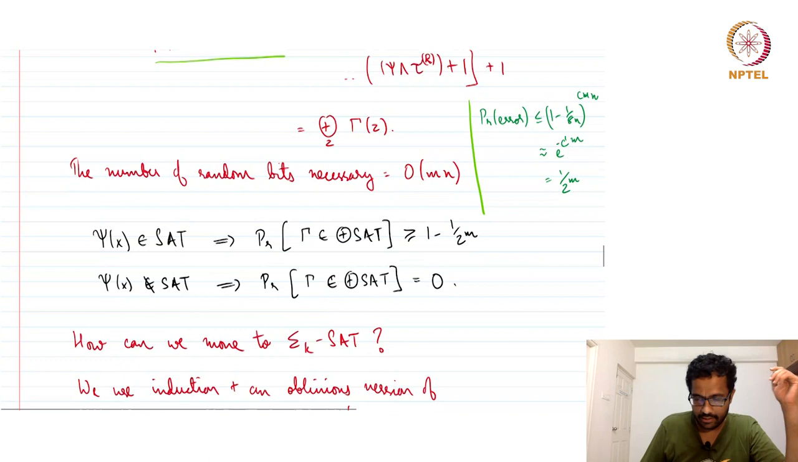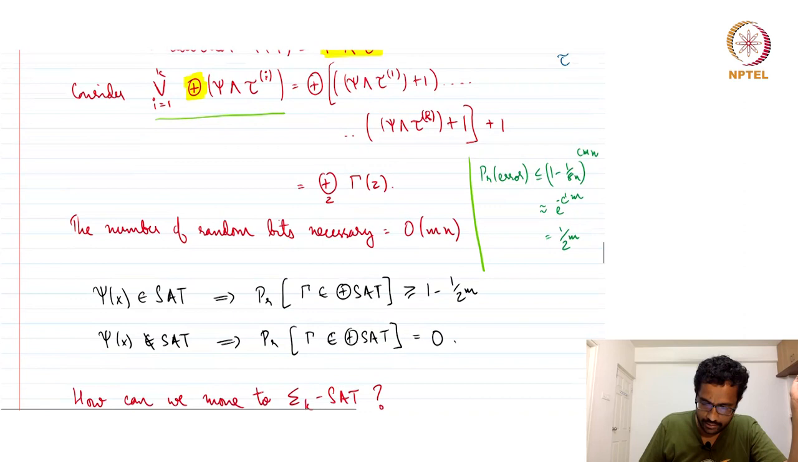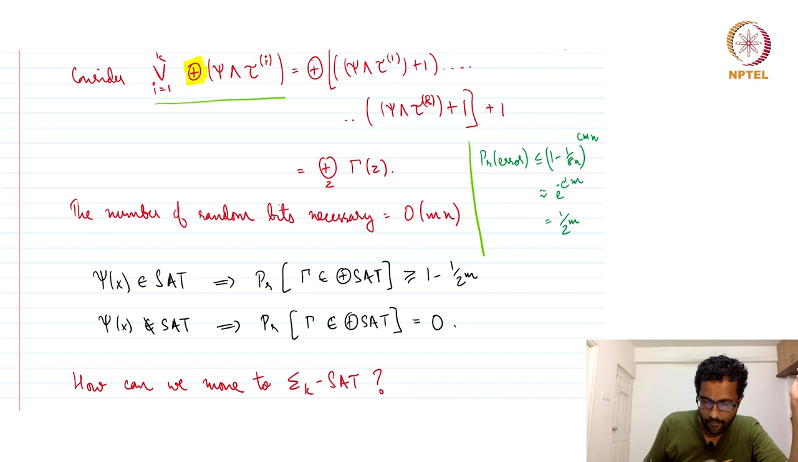So what we have now is that if psi is satisfiable, then gamma is in the parity set with high probability. If psi is not satisfiable, then gamma is in the parity set with zero probability. So again, it's one-sided error, but the error probability has become very small. The probability of success has become very high, from 1 minus 1 by 2 power m, which is very close to 1. We started with 1 divided by 8n.